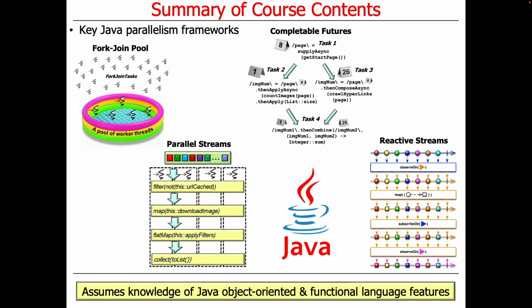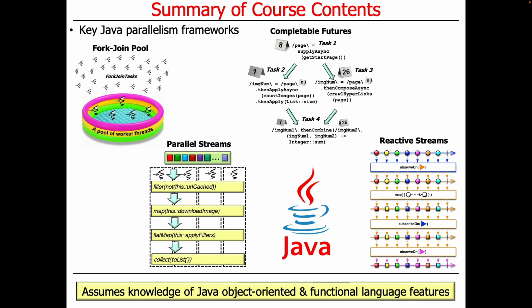But we're going to talk about the fork join pool. We're going to talk about parallel streams, which uses the fork join pool. We're going to talk about completable futures, which uses the fork join pool. And then we're going to talk about something called reactive streams, which could use the fork join pool, but doesn't have to. It has its own way of doing parallel processing with its own type of pool.